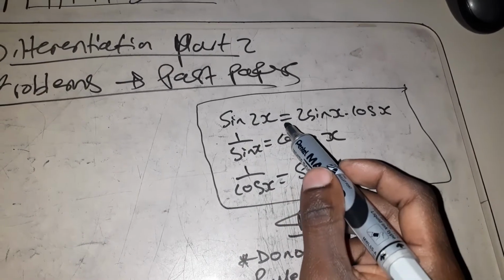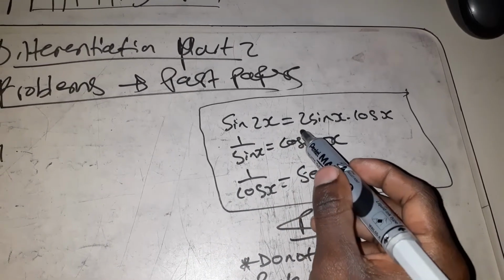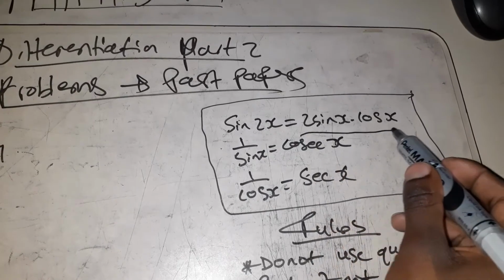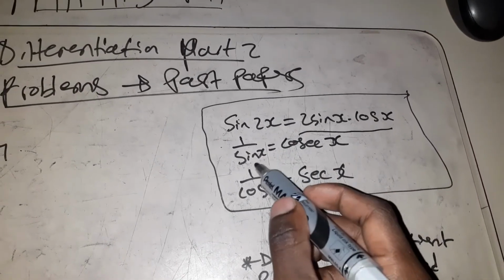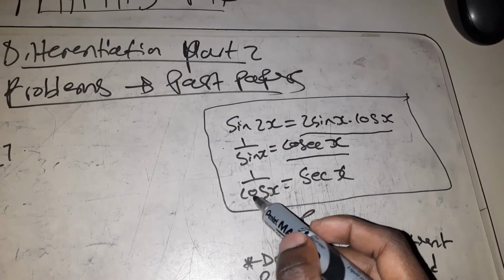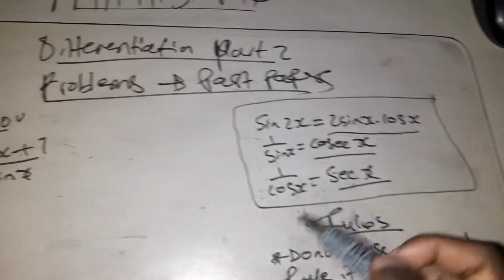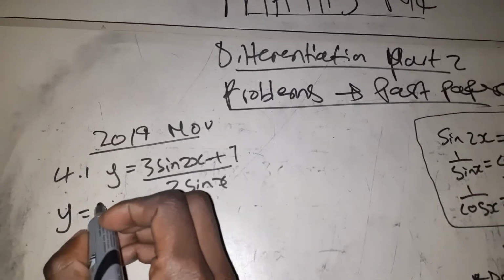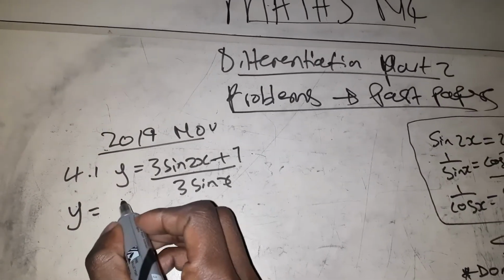So sine of 2x is a double angle identity. It gives you 2 sine x multiplied by cos of x, and 1 over sine of x is equal to cosec x. 1 over cos of x gives you secant x, right? So okay, let's try to simplify.